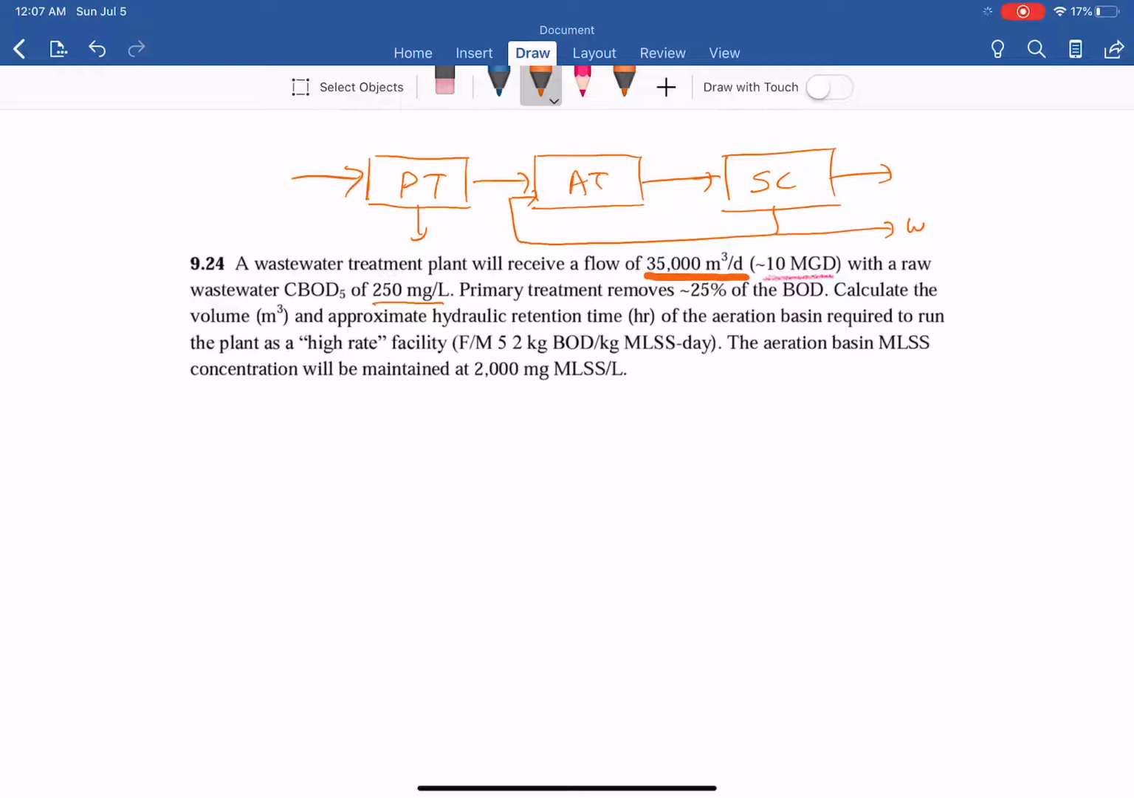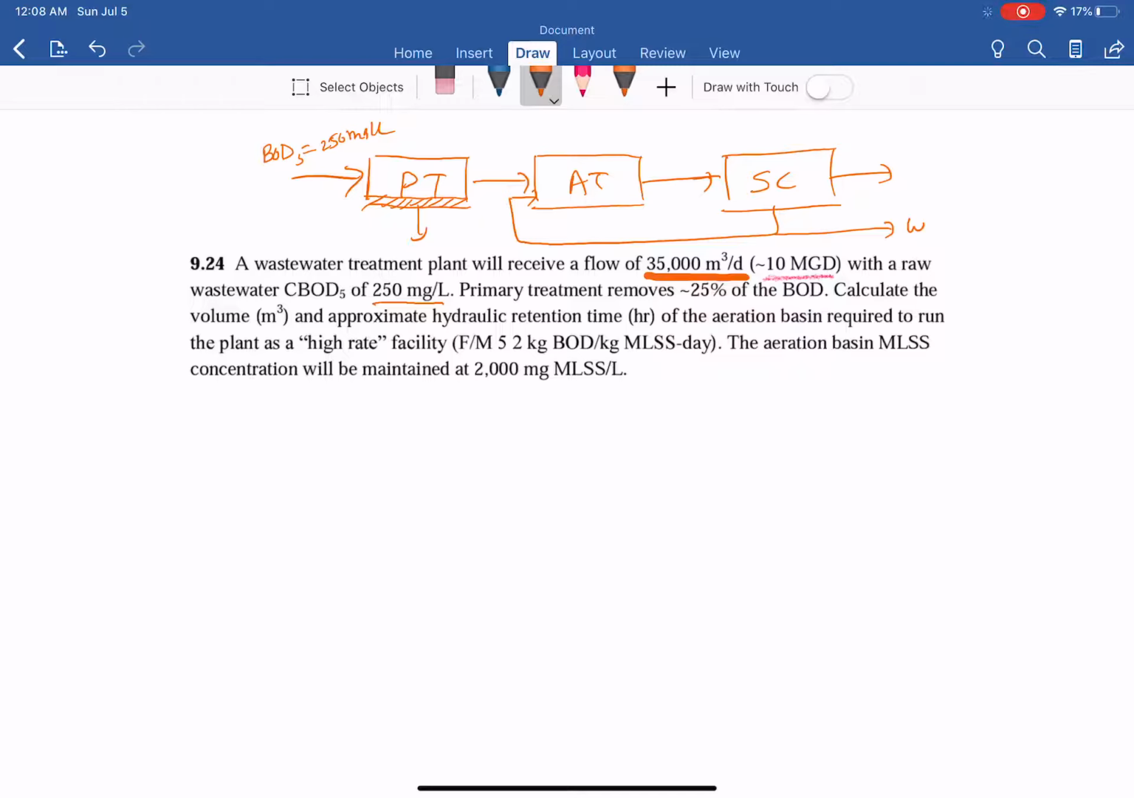So the flow is given. The BOD5 entering is 250. This is the carbonaceous BOD5, which is also a type of food. Primary treatment removes 25% of the BOD. So 25% will be gone with the sludge at the bottom of the primary tank, and the rest will go to the aeration tank.